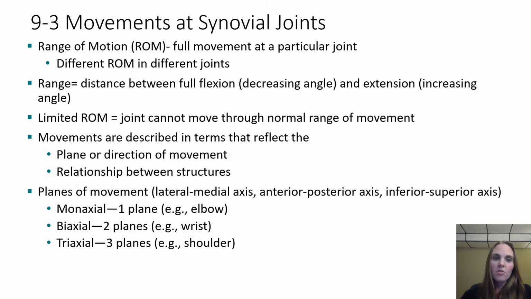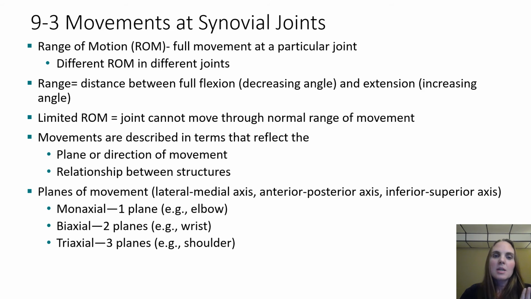We mentioned this before. We have monaxial, meaning movement in one plane. We had the example of the elbow there. So monaxial. Biaxial was the wrist. Two planes of movement. And then triaxial, 3 planes of movement. We can move our shoulder in multiple planes.